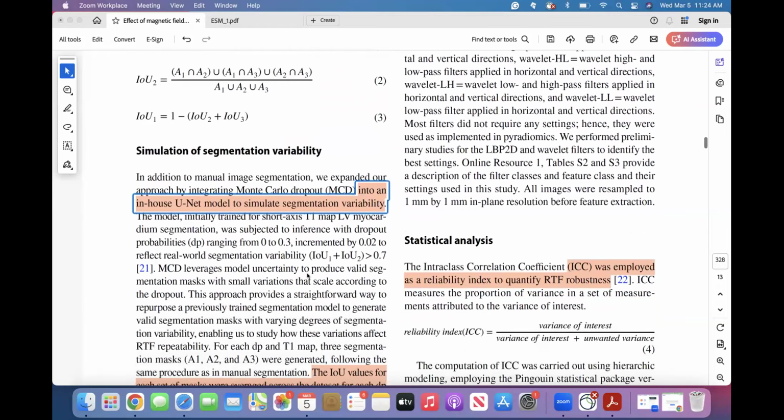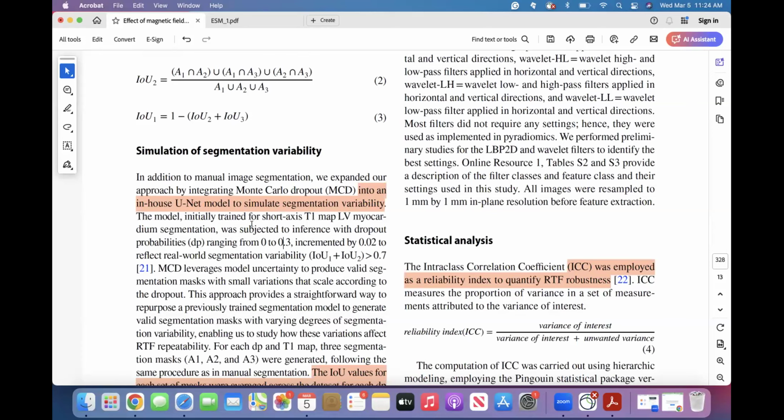the way that we actually simulated segmentation variability was through an in-house deep neural network that was designed for image segmentation, a UNet. The idea here is that we leverage Monte Carlo dropout, which is originally used for regularization in neural networks. So what we tried to do was that each time during inference, we drop some weights in the network, right? So this gives us the chance to use a slightly different version of the network each time we are performing inference. And so we use dropout probabilities ranging from 0 to 0.3 thereabouts in increments of 0.2.